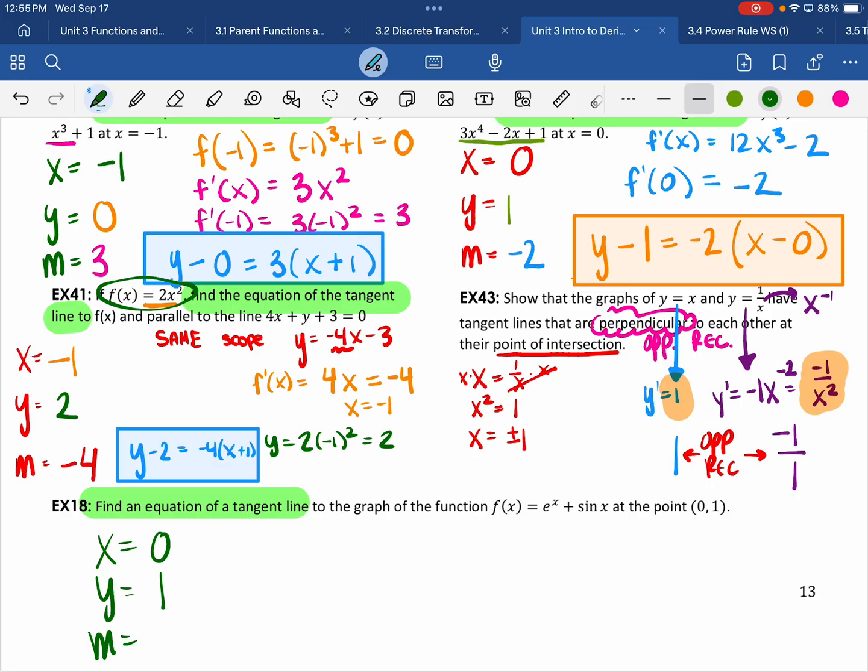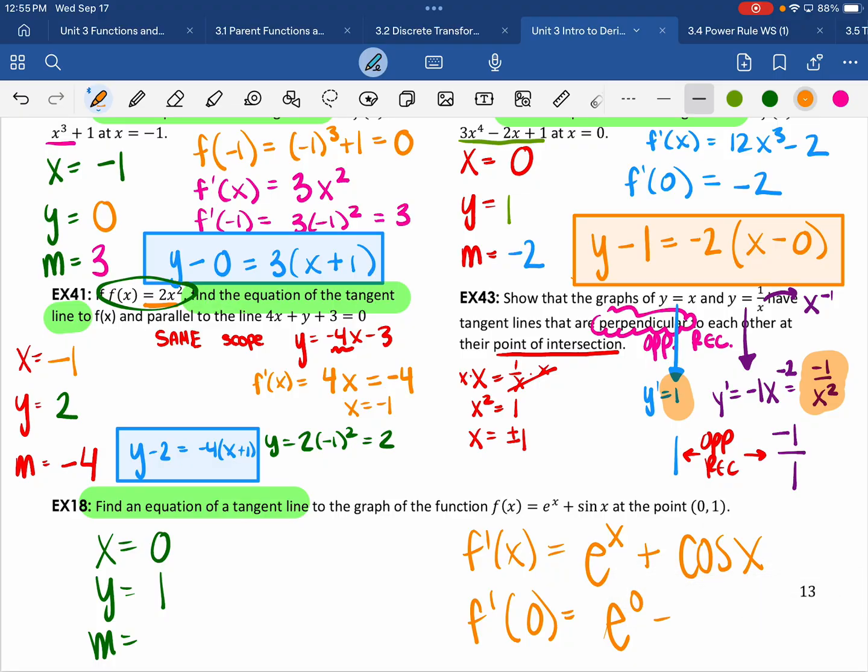How do I find slope? Derivative. Yes. So what is the derivative of e to the x? E to the x. What's the derivative of sine? Cosine of x. And what am I going to plug in? 0. So e to the 0 plus cosine of 0. 2. Yep. So e to the 0 is 1. Cosine of 0 is 1. So 1 plus 1, which is 2.